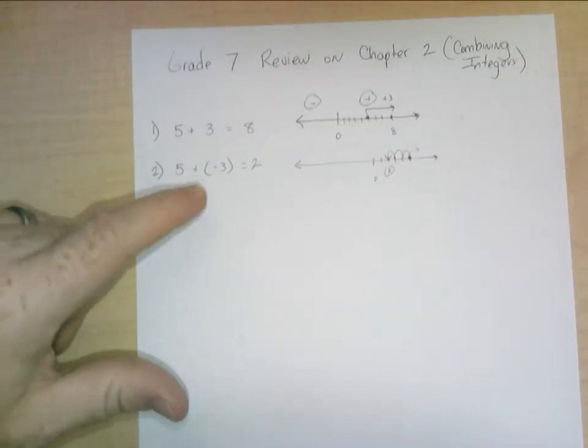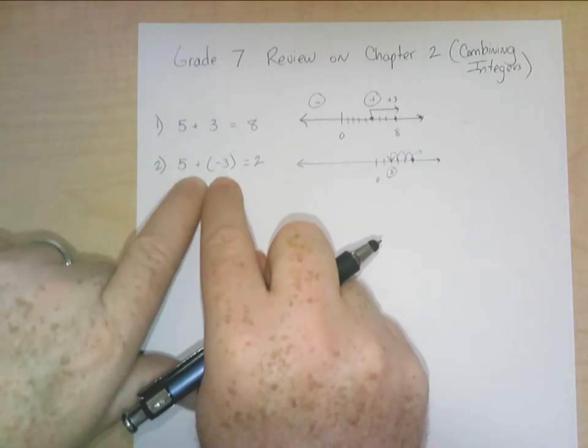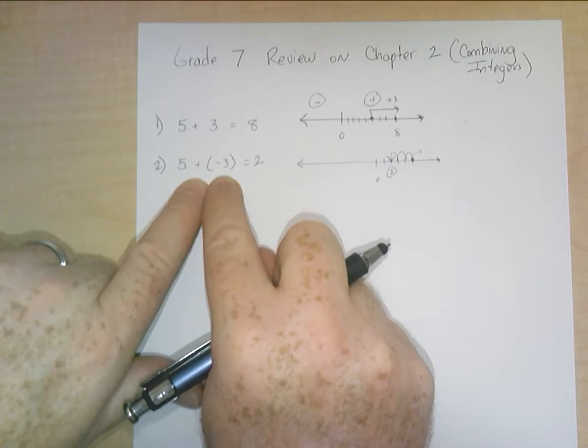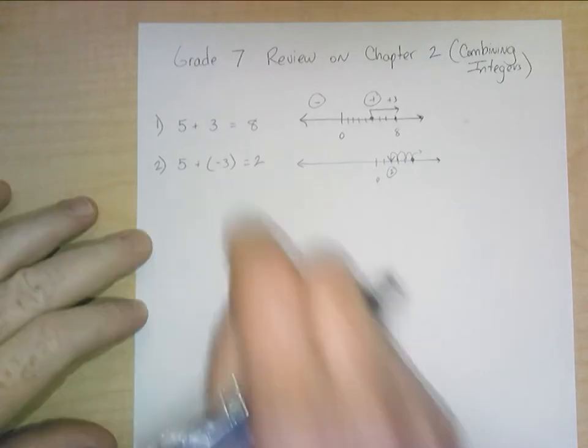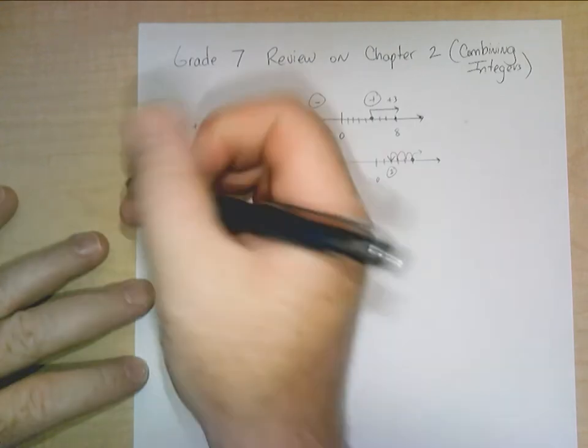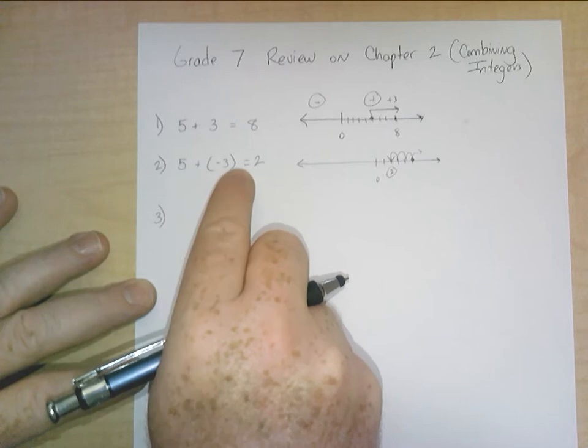Another thing to think about is this. If I have $5 and I say plus, as in I lose 3, that means I have $2 left in my pocket. So it can work either way. You can have a positive integer up front or negative.